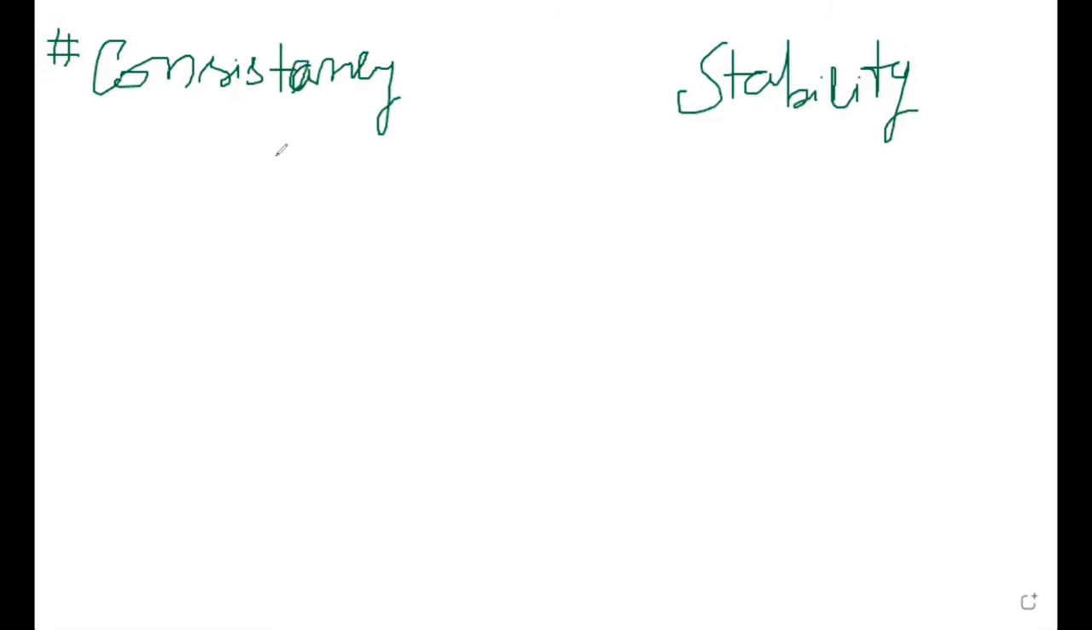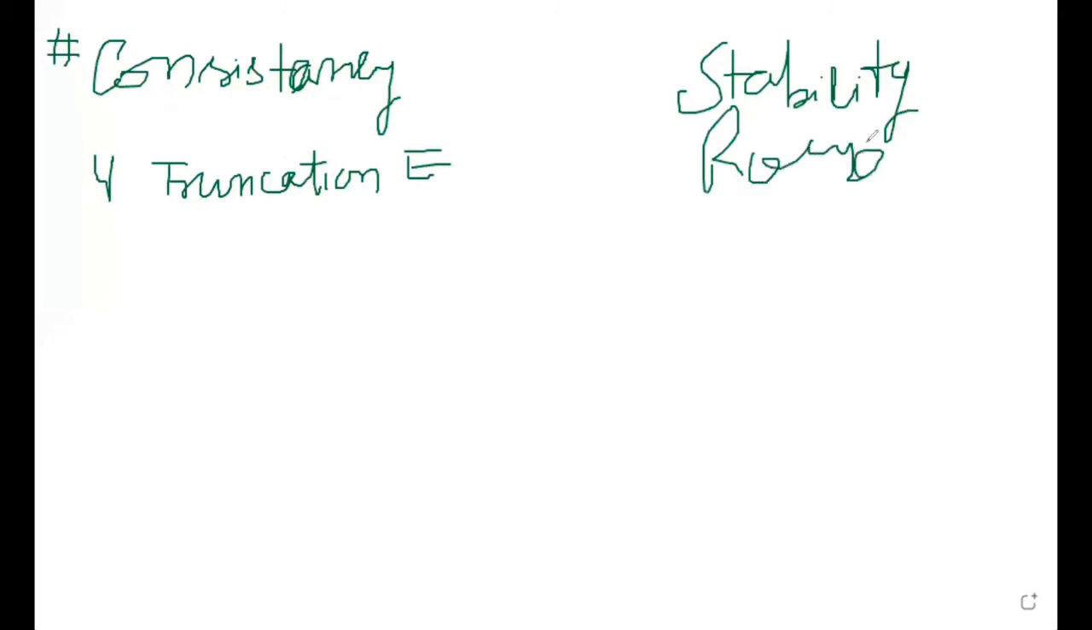I think all of you must be aware about truncation error and round off error. All of you are aware about that.